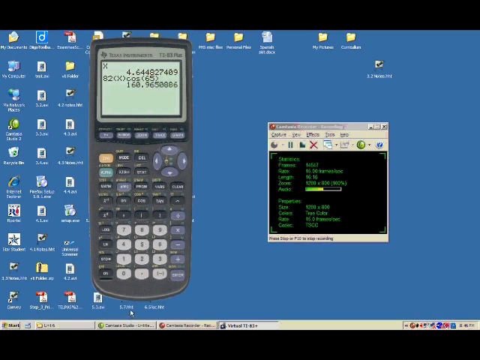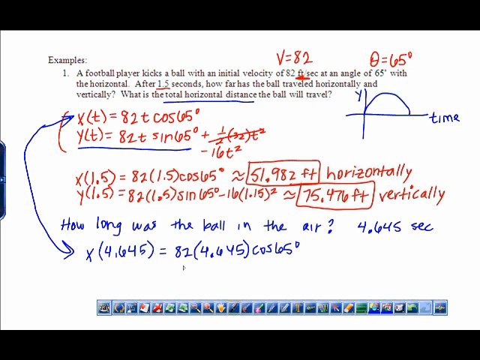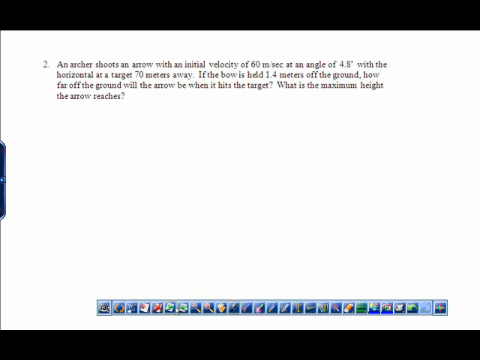All right, and we get 160.965 feet. And that's the most accurate answer. Okay, now let's look at the next problem.